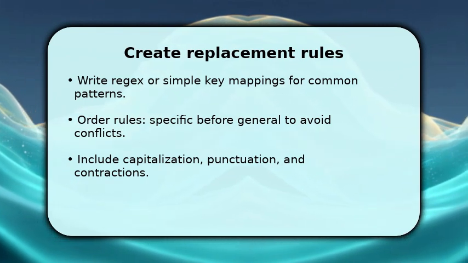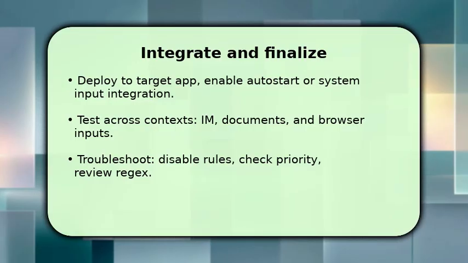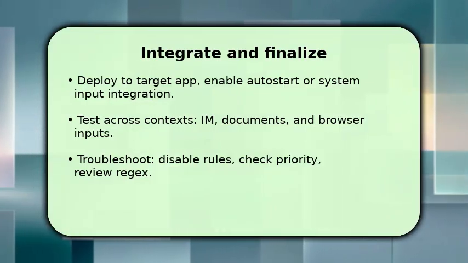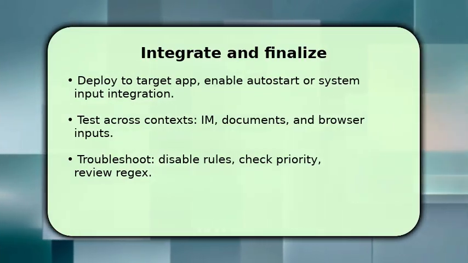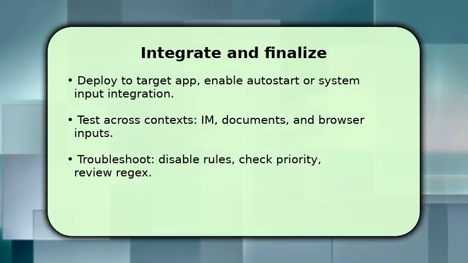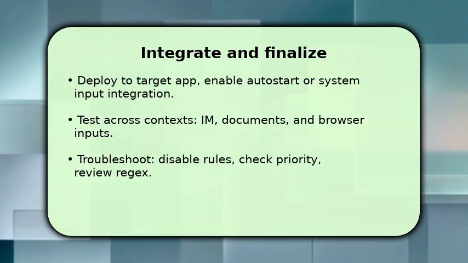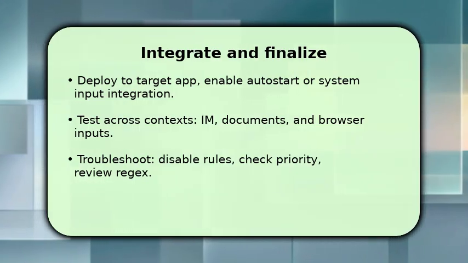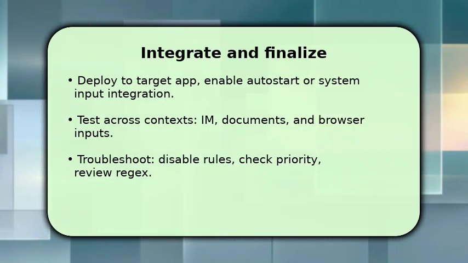Now integrate your rule file into the target environment and enable auto start if available. You should test across contexts: instant messages, documents, and browser fields, because behavior can differ. Once satisfied, refine timing and add user trigger toggles so you can switch medieval mode on or off.